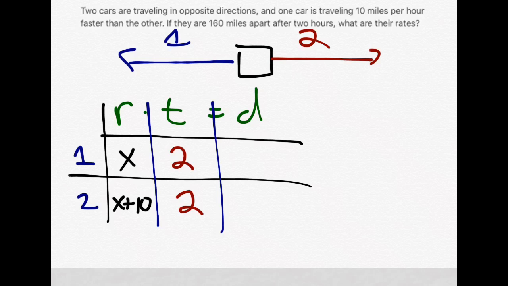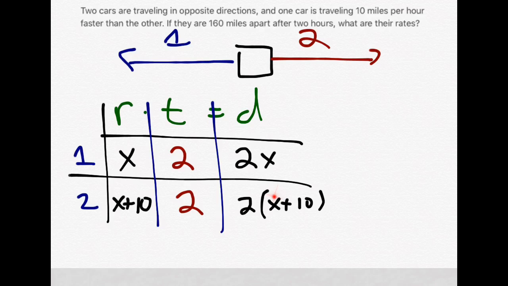Based on the box that we just filled in, what is car 1's distance? Well, it's going to be 2x, because we're just multiplying the corresponding entries: x times 2, or just 2x. Similarly, for car 2, we multiply what's in this box, the rate, times the time to get the distance. So we get 2 times x plus 10. Remember, 2x represents car 1's distance, and 2 times x plus 10 represents car 2's distance.